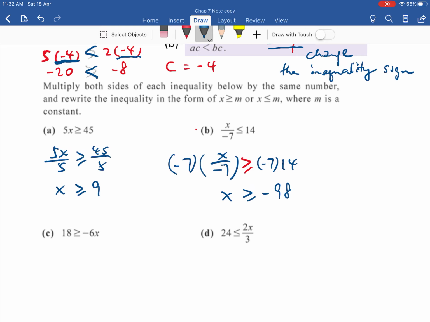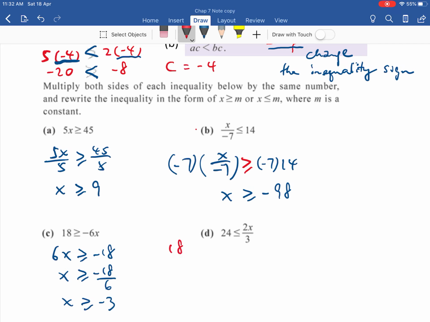Okay. And this question, I can do this question by dividing minus 6, but I put the x on this side. Is it okay? Then I'm going to divide 6 on both sides. Therefore, you got x is greater than or equal to minus 3.